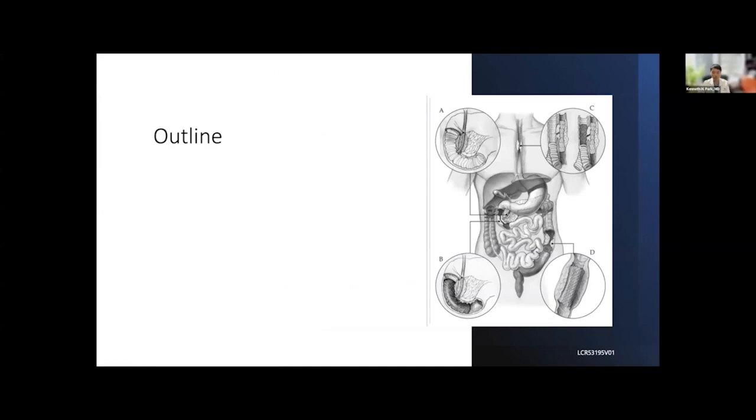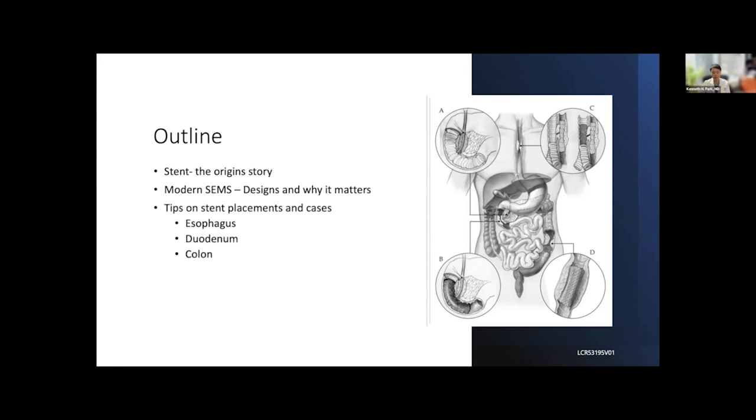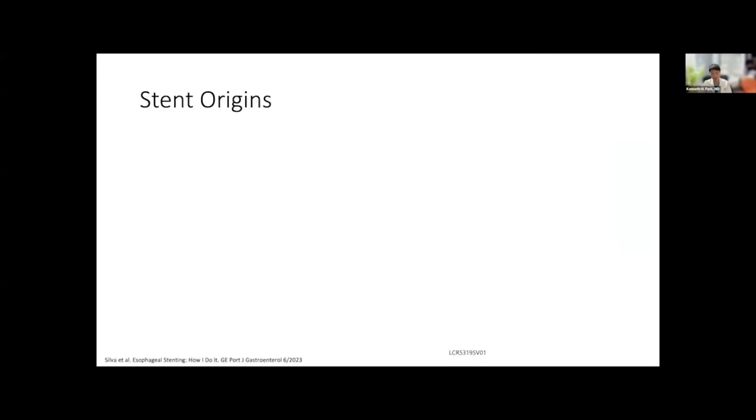So a brief outline for the talk for this evening. Initially we'll talk about the stent, how it began, the origin story, if you want to call it that. Then we'll review the modern self-expanding metal stents, their designs, and why it matters. Finally, we'll move on to clinical cases and scenarios and go over some tips and stent placement cases in each of these different locations: the esophagus, duodenum, and colon.